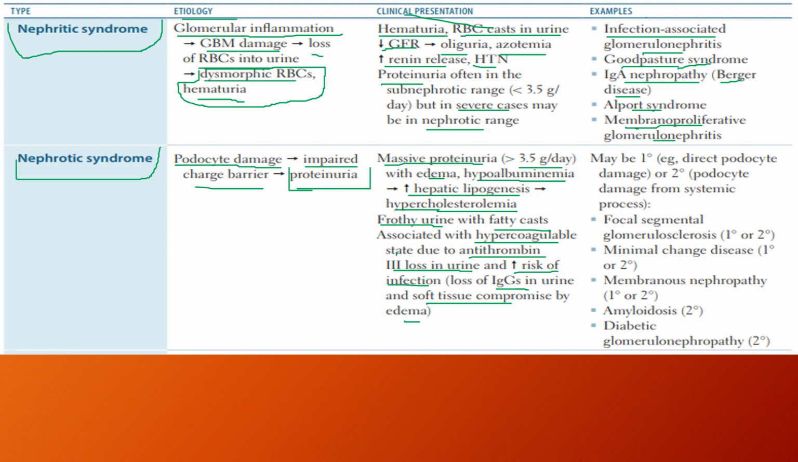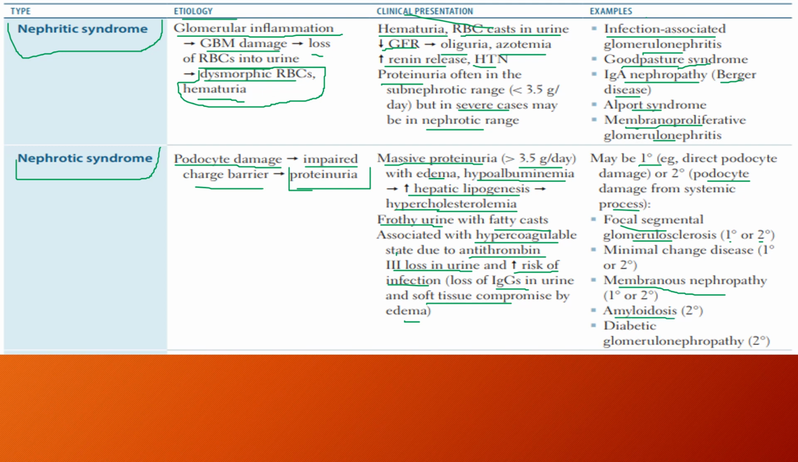Examples may be primary, meaning direct podocyte damage, or secondary, meaning podocyte damage from a systemic process. Focal segmental glomerulosclerosis could be primary or secondary. Minimal change disease also can be primary or secondary. Membranous glomerulopathy, primary or secondary.